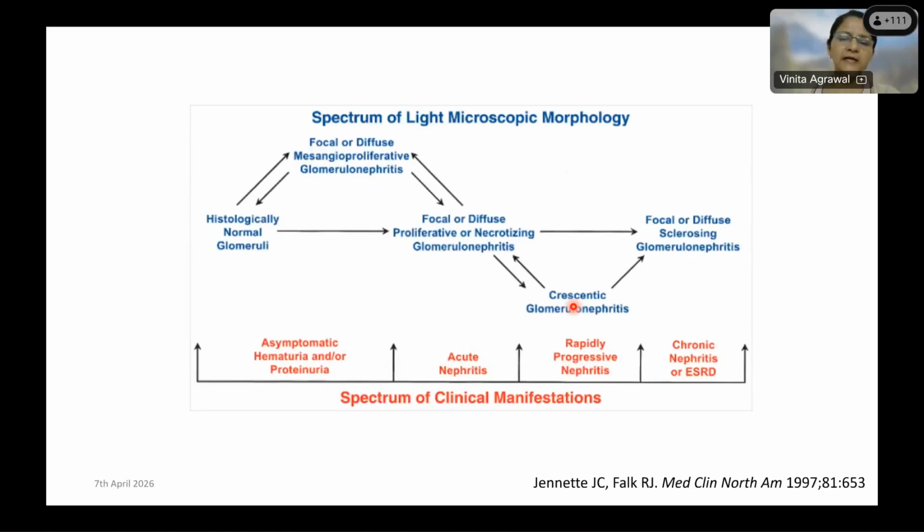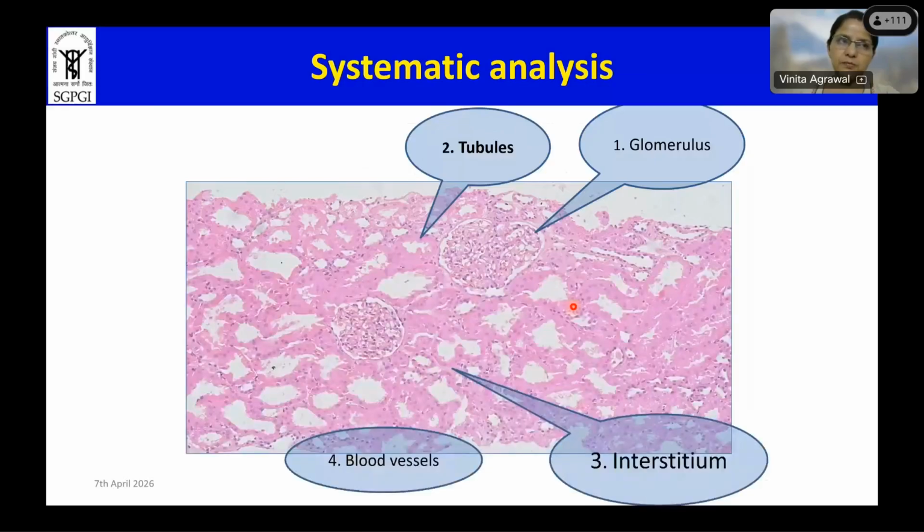When we look at a renal biopsy under light microscopy, first we look at H&E. We have four compartments that we need to look at. One is the glomerulus, second is the tubules, third is the interstitium, that is the area between the tubules, and the fourth is the blood vessels. So we always look at all the four compartments, report on all the four compartments, and generally this is the normal sequence in which we look at a renal biopsy, one by one.